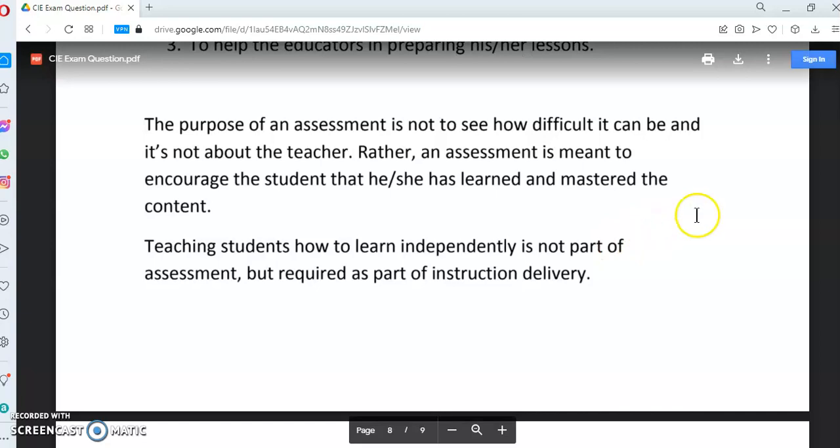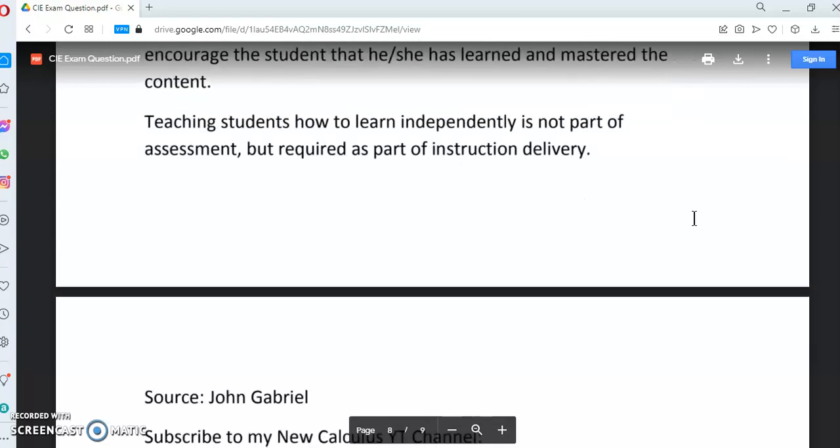An assessment is meant to encourage the student that he or she has learned and mastered the content, and also to teach students to learn independently is not part of the assessment, but it's required as part of instruction delivery.